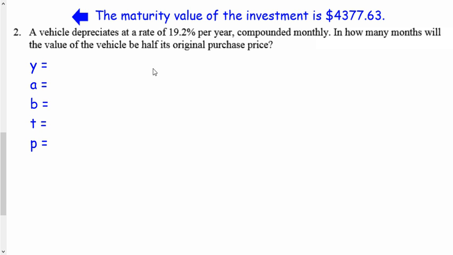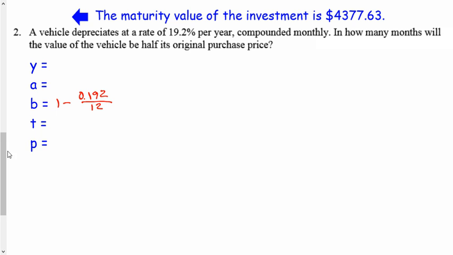So again, let's list out the information that we have from the question. We have the depreciation rate of this much per year, and so I'm going to jump right down to my b value. I'm starting with 100%, but it's depreciating, so now I'm going to subtract that 19.2% in decimal form, but it's compounded monthly. So I'm going to divide this by 12 to get a monthly depreciation rate. We want to know in how many months it will take for the value of the vehicle to reach half of its original amount.